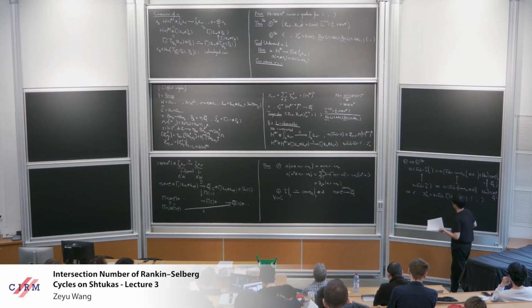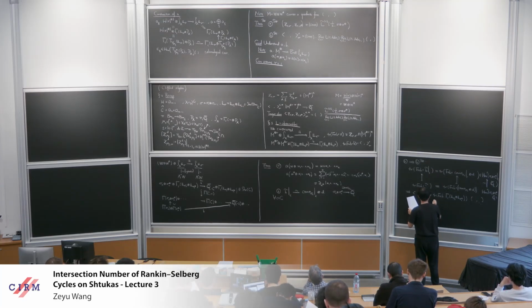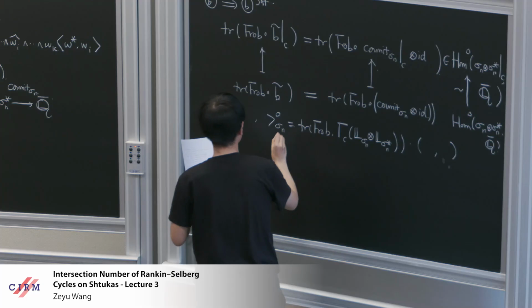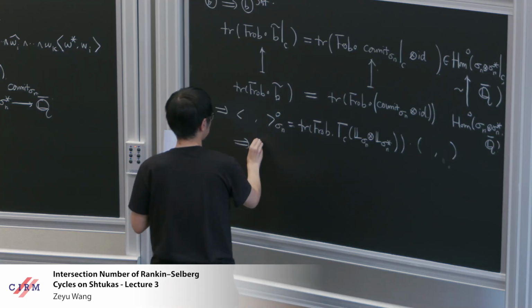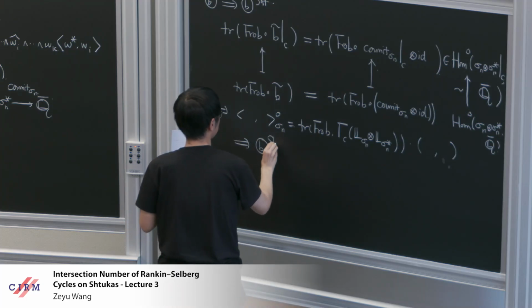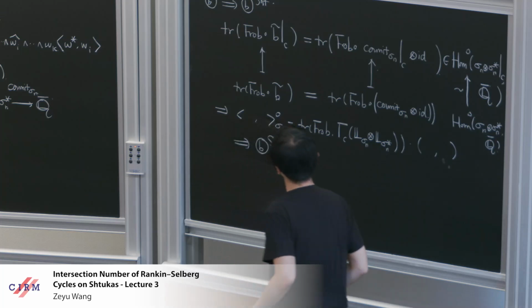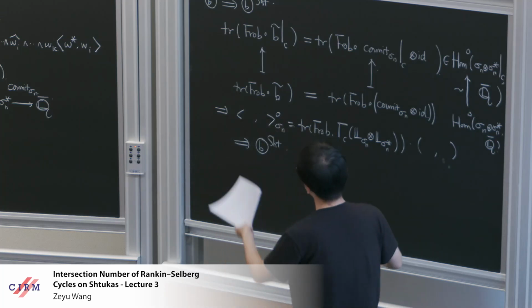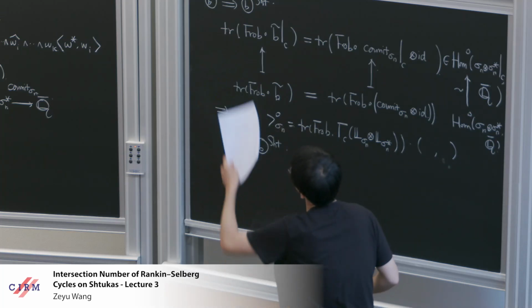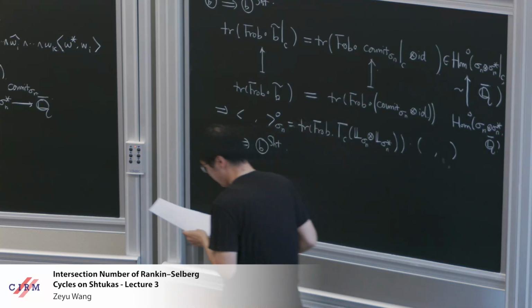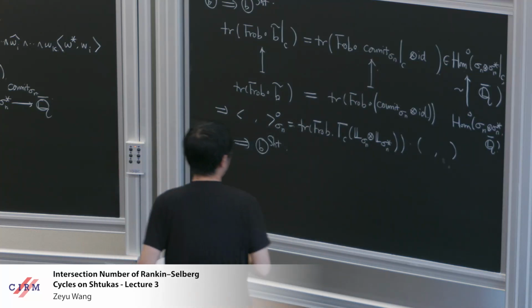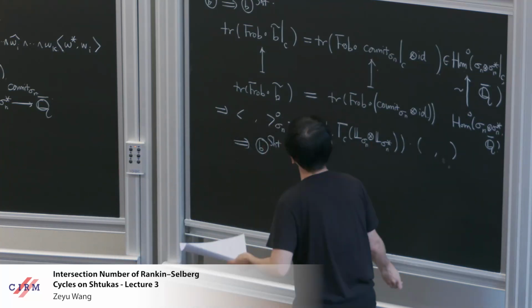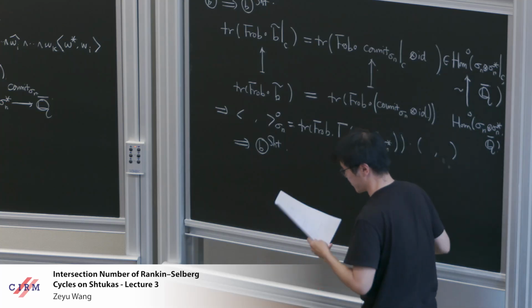Okay. So right, and you see that this really implies the statement for Shtukas. Okay, so that's how you deduce the non-degeneracy of the bilinear form. Okay, and any questions so far?